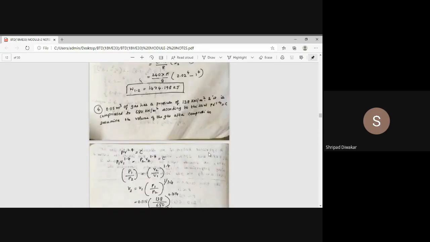Here we'll get the answer as 1474.198 kilojoules. Once again the magnitude is positive. You should remember the sign convention in work transfer. Whenever work is done on the system, it is negative. Work done by the system is positive. Like that in heat transfer also, whenever heat is added to the system, it is positive, and whenever heat is taken from the system, it is negative. So you should remember the sign convention. Here we are getting a positive magnitude, so you have to write it as work done by the system.